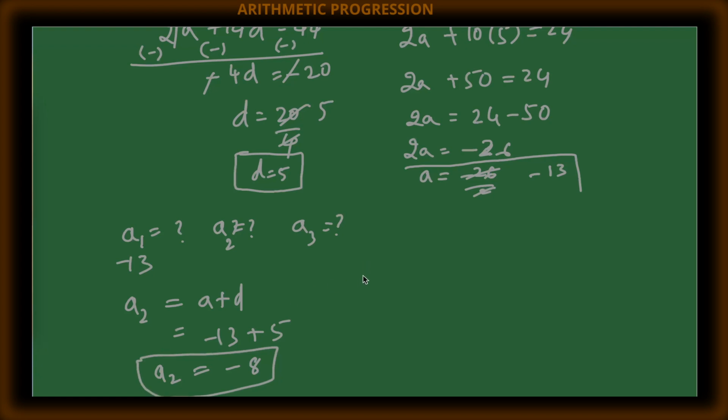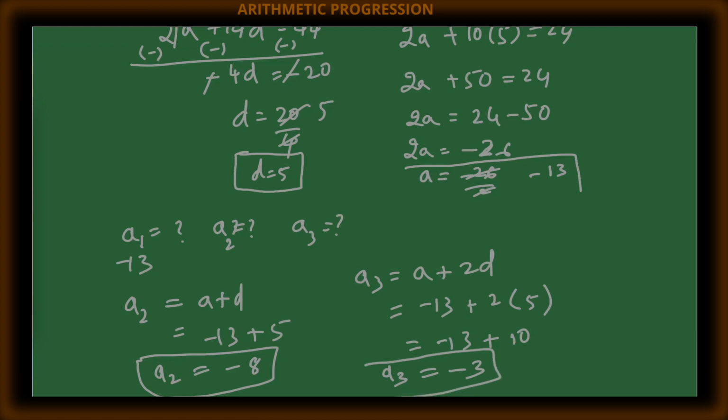Now the third term we need to find. a3 is equal to a plus 2d. a is minus 13 plus 2 into 5. 2 into 5 is 10. Okay, so minus 13 plus 10 becomes minus 3. So a3 is minus 3.